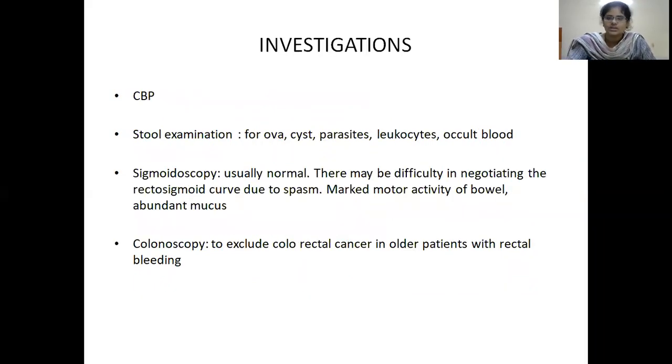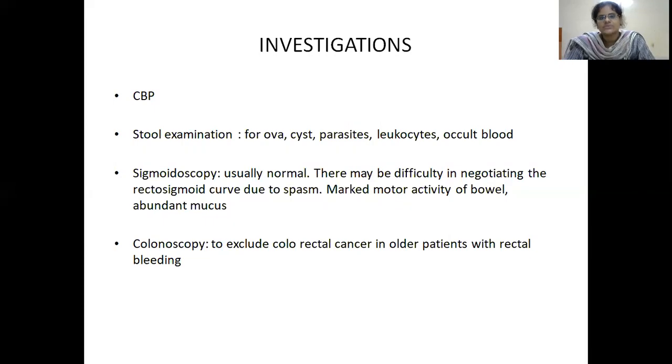What are the investigations? As with other diseases, routine investigations, a complete blood picture, need to be done along with ESR. Then stool examination: you will examine the stool for the presence of ova, cyst, parasite, leukocyte, or occult blood. Then sigmoidoscopy. If you do sigmoidoscopy in these patients, usually it is normal. While trying to advance the scope, you can find some resistance at the rectosigmoid curve, because these constipation type patients will be having spastic colitis. There will be marked activity of the bowel, and while negotiating the scope, you can see an abundant amount of mucus.